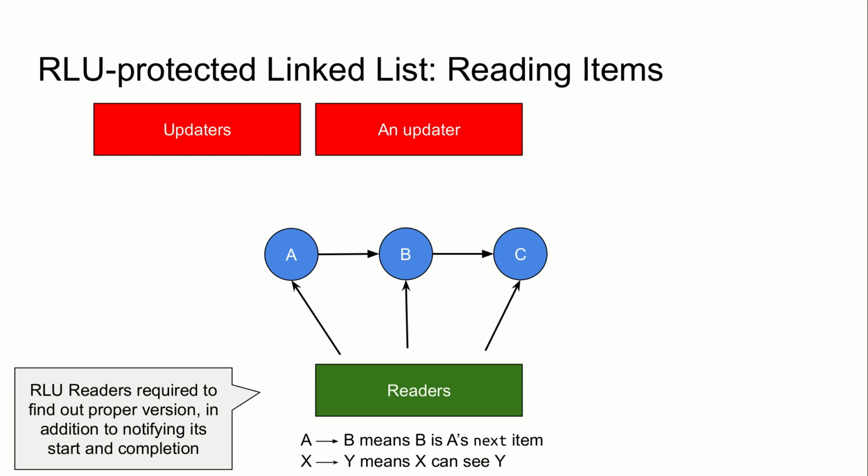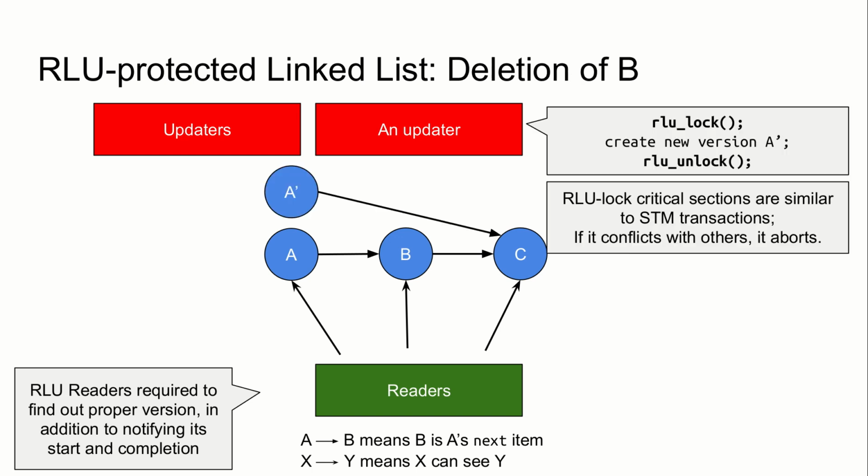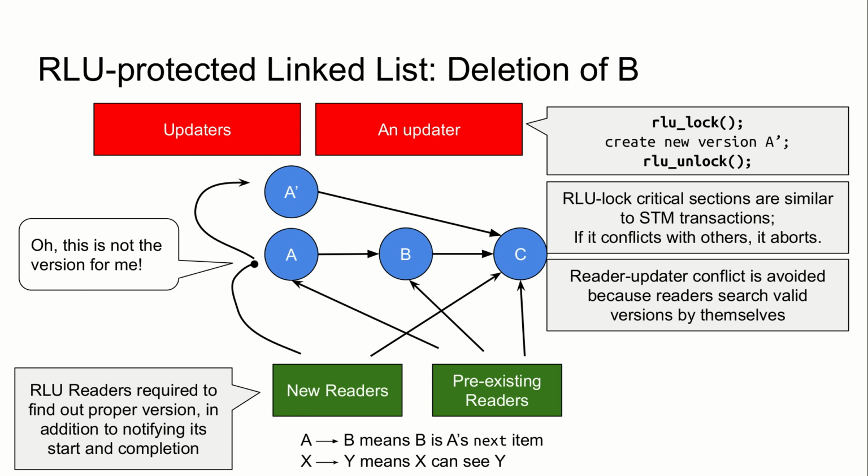Let's see how this works using an RLU-protected linked list as an example. In the case of reads, the RLU reader is required to find a proper version in addition to notifying its start and completion. For updates, let's assume we want to delete B again. In this case, the RLU updater should create a new version of A which points to the item C as the next item, and it should protect the creation of the new version using an RLU lock critical section. The critical section is similar to software transactional memory transactions. If it conflicts with others, it aborts by itself. Therefore, the reader-updater conflict is avoided here because readers can search valid versions by themselves.